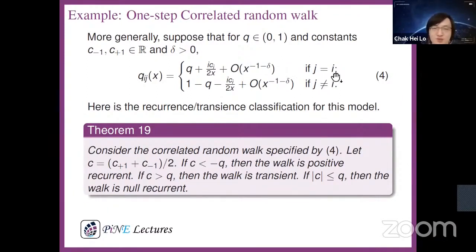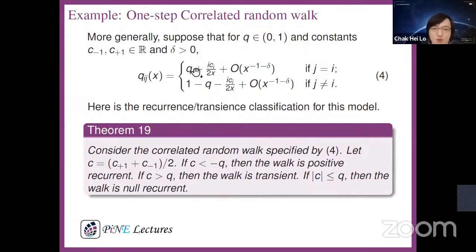Okay, this one means moving in the same direction with probability q plus this. And to move in the opposite direction, we have 1 minus q minus this. So you see we need two terms here instead of just q, and we also need this c_i term here. This is important because it gives us the classification by comparing the size of C and q.